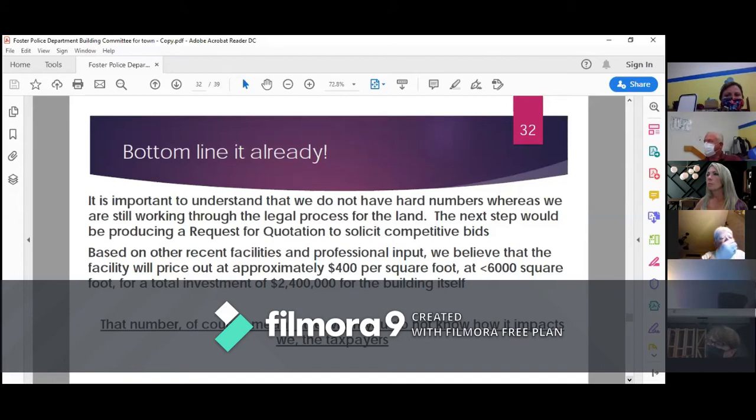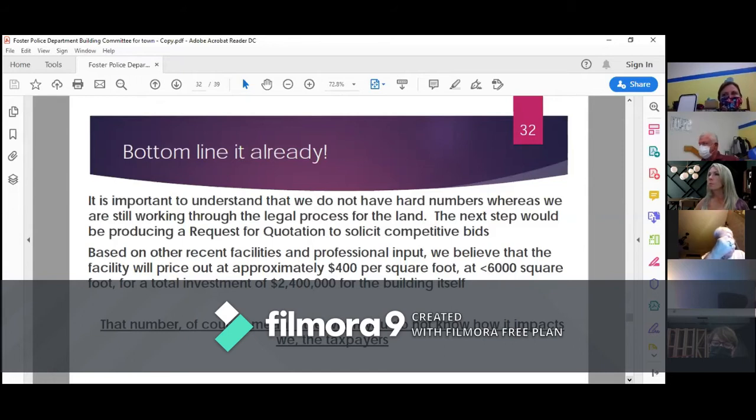And they came in at about $365 a square foot. Larger buildings are cheaper per square foot because, of course, your bathrooms and things like that are divided amongst that. You wouldn't have necessarily a bigger shower room with a bigger building, but still, we think $400 is a pretty comfortable number. So that would be a total investment for the building itself of about $2.4 million, right?